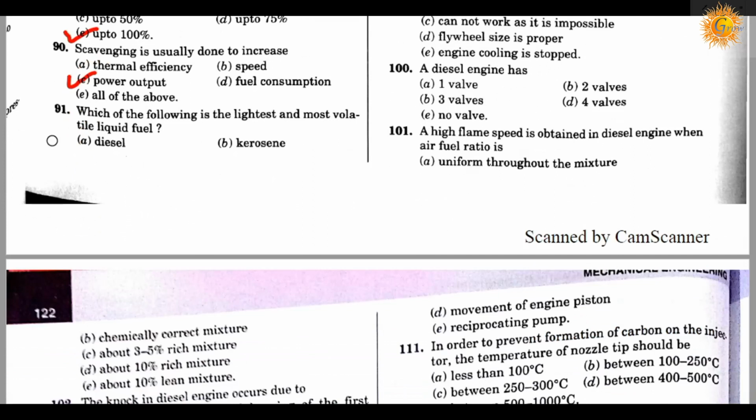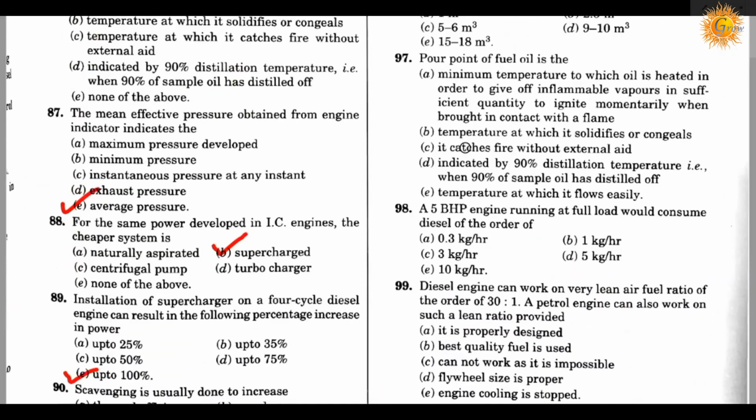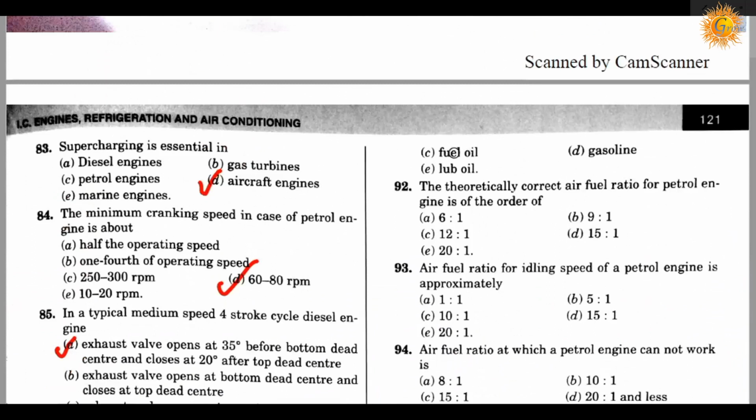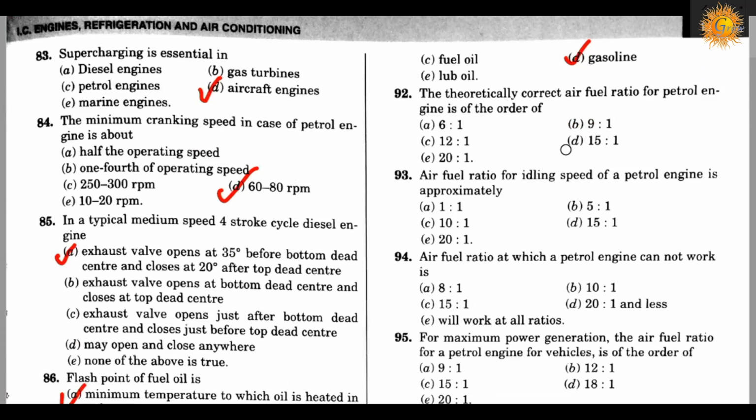Question number 91. Which of the following is the lightest and most volatile liquid fuel? Option A, diesel, option B, kerosene, option C, fuel oil, option D, gasoline, option E, lubricant oil. So the correct answer is D, it will be gasoline.